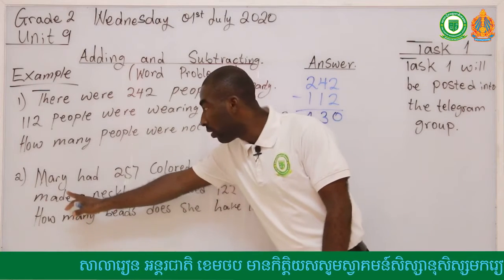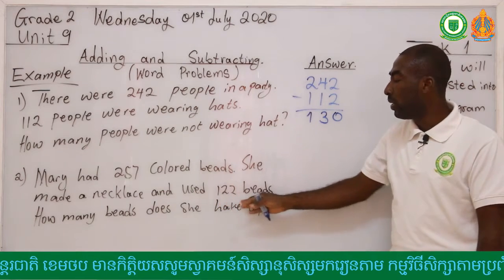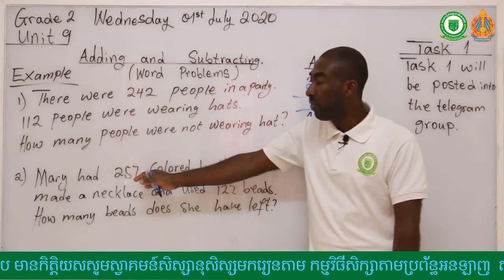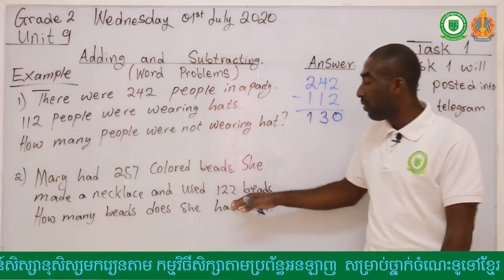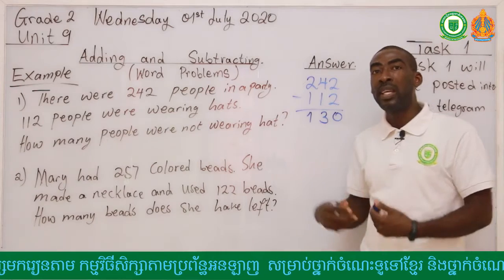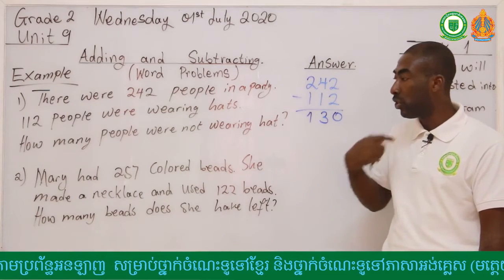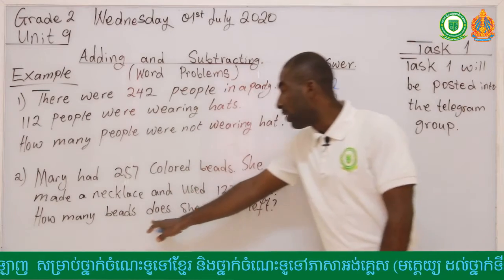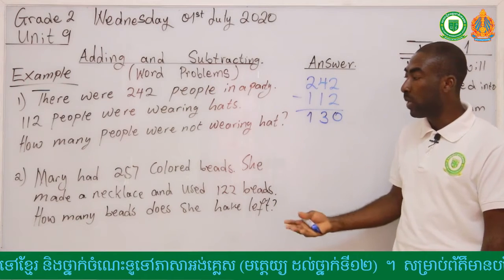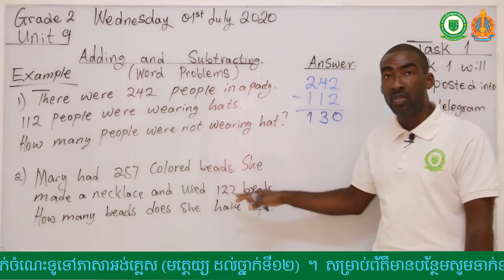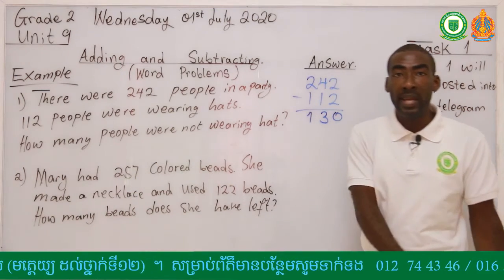She made a necklace and used 122 beads. So out of the 257 beads that she made, she used 122 of them to make a necklace. That is a chain. Okay, necklace, that means a chain. How many beads does she have left? That goes on to explain that after she has used 122 out of 257, there is a remainder.